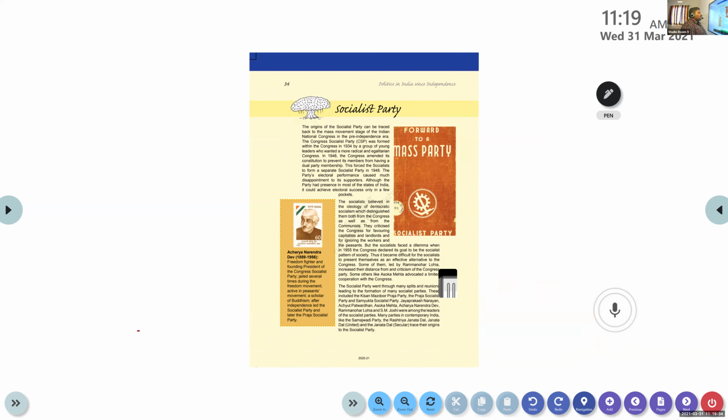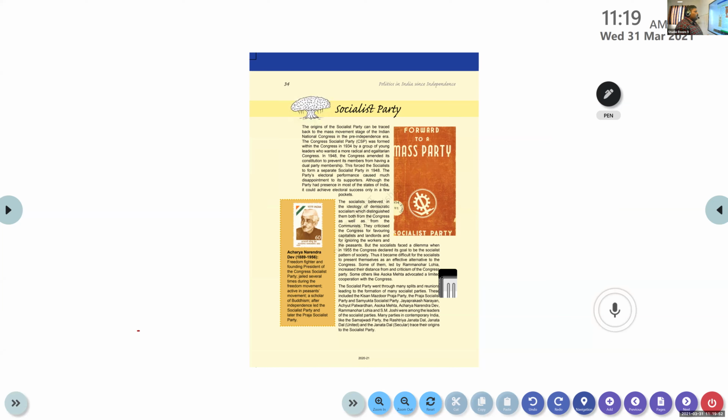Thus, it became difficult for the socialists to present themselves as an effective alternative to the Congress. So they were unable to say that they were the effective alternative to the Congress party, because the Congress party also declared that its aim was also to create a socialist society. Clear? Understand? Okay.